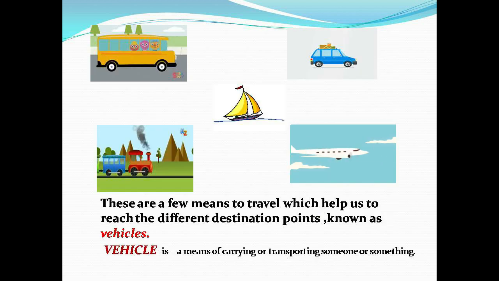Children, these are a few means to travel which help us to reach different destination points. And these traveling means are known as vehicles. Yes, children, these vehicles are our means of transport. They are used to carry or transport someone or something. They move on land, water, and air.